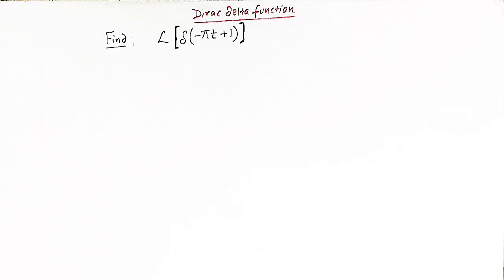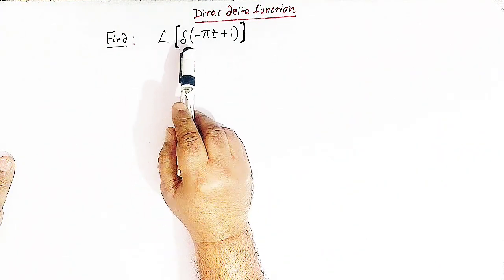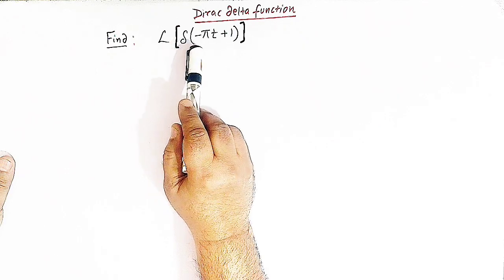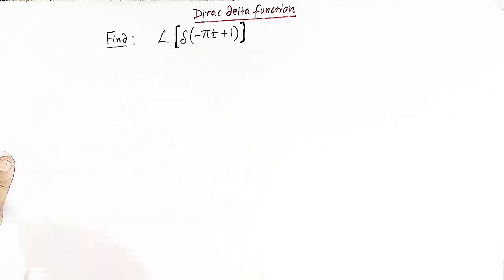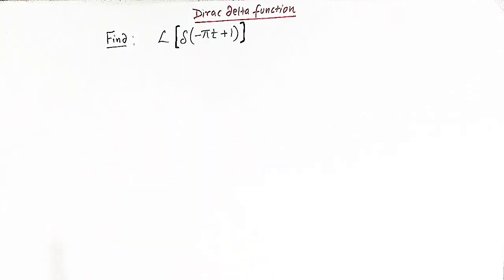Hello viewers, in today's session we are going to discuss another important problem from Dirac delta function. Here we are going to find out the Laplace transform of this delta function, that is delta of minus pi t plus 1. We'll find it using an important property of delta function.